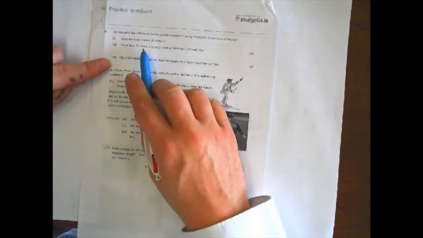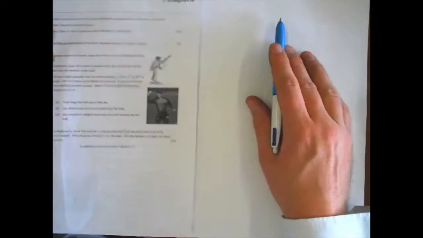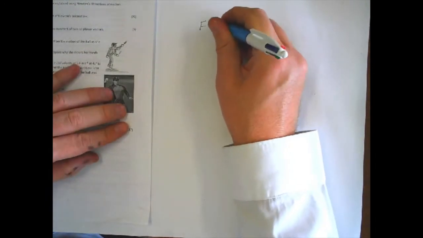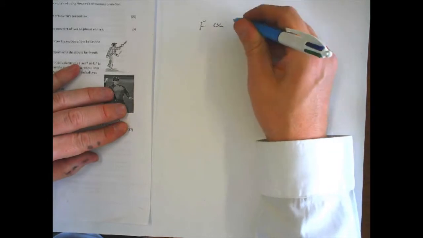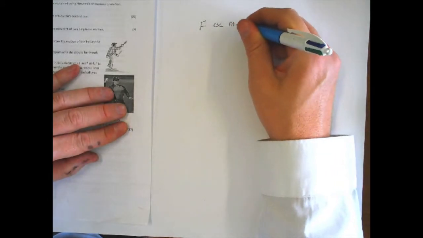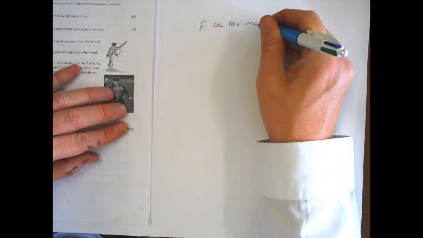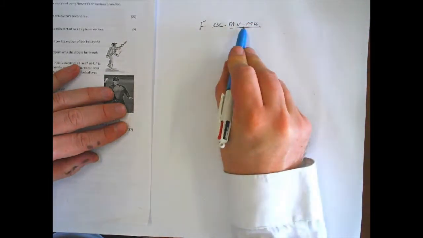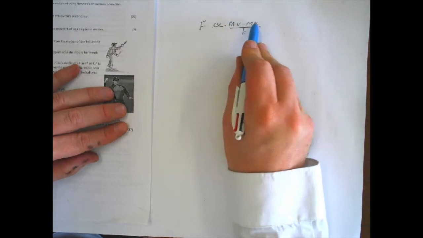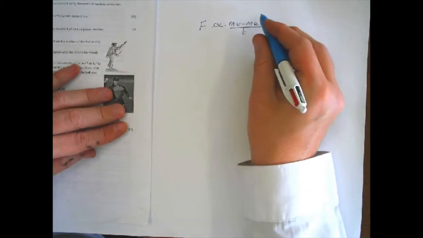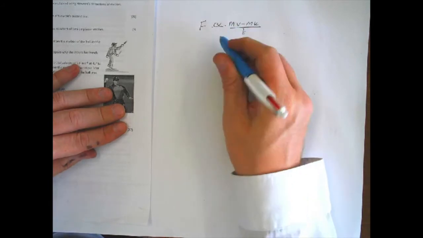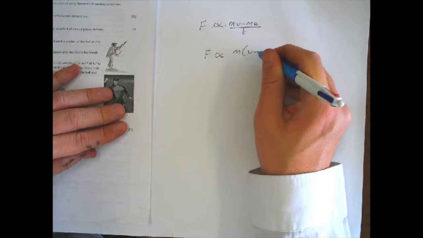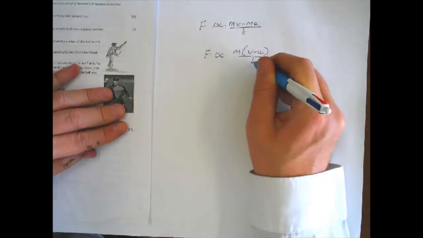Okay, show that F equals ma is a special case of Newton's second law. All right, well, let's start off with Newton's second law. The force is proportional to the change in momentum. So the change in momentum is mv minus mu over t. So the force is proportional to mass times the final velocity minus the mass times the initial velocity, over time. Looking at the top line, I can take m out of both of these because it's a common factor. So F is proportional to m into v minus u all over t.